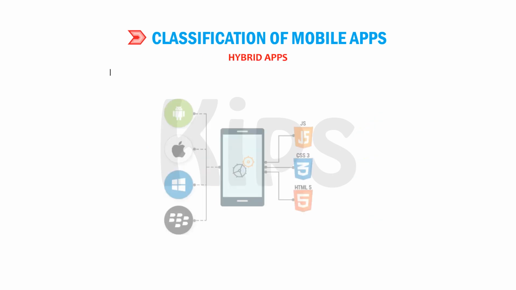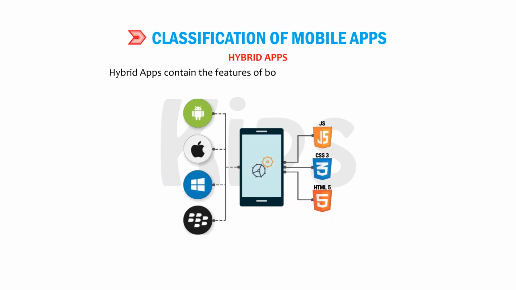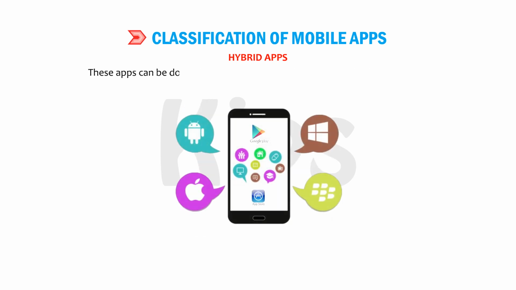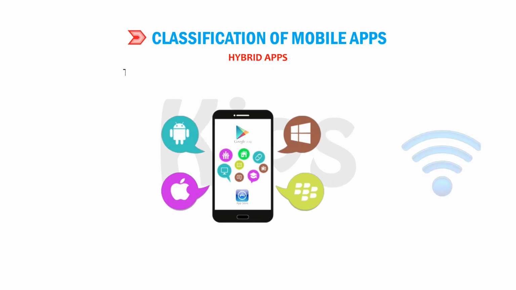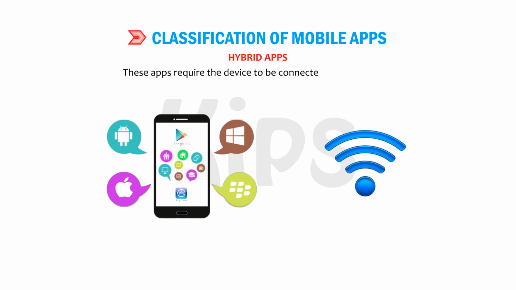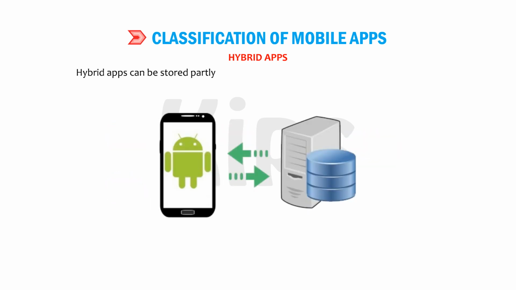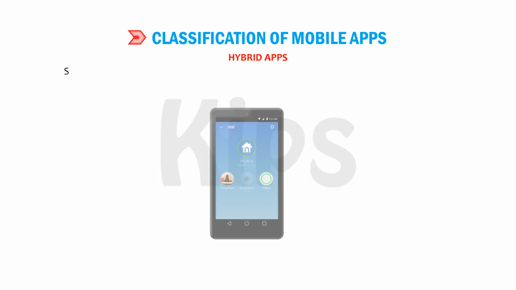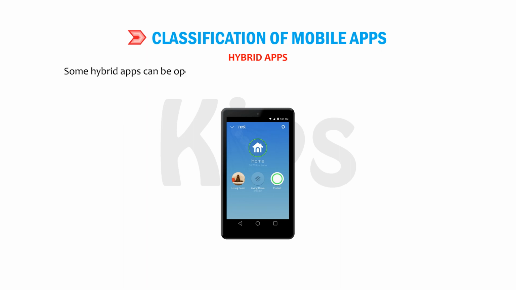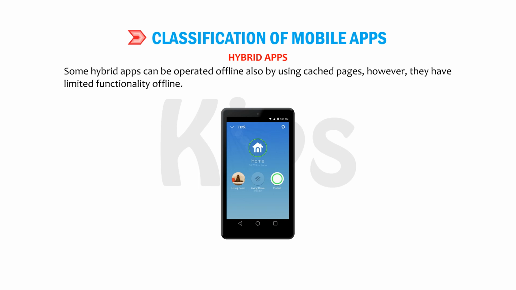Hybrid apps. Hybrid apps contain the features of both web apps and native apps. These apps can be downloaded from the Play Store and installed on the device. These apps require the device to be connected to the Internet. Hybrid apps can be stored partly on the local device and partly on the remote server. Some hybrid apps can be operated offline also by using cached pages. However, they have limited functionality offline.